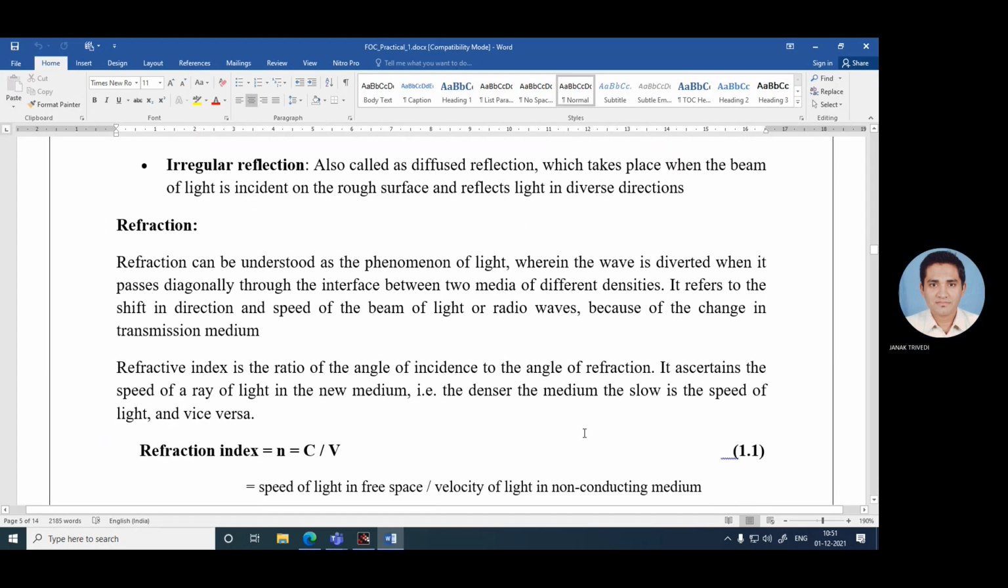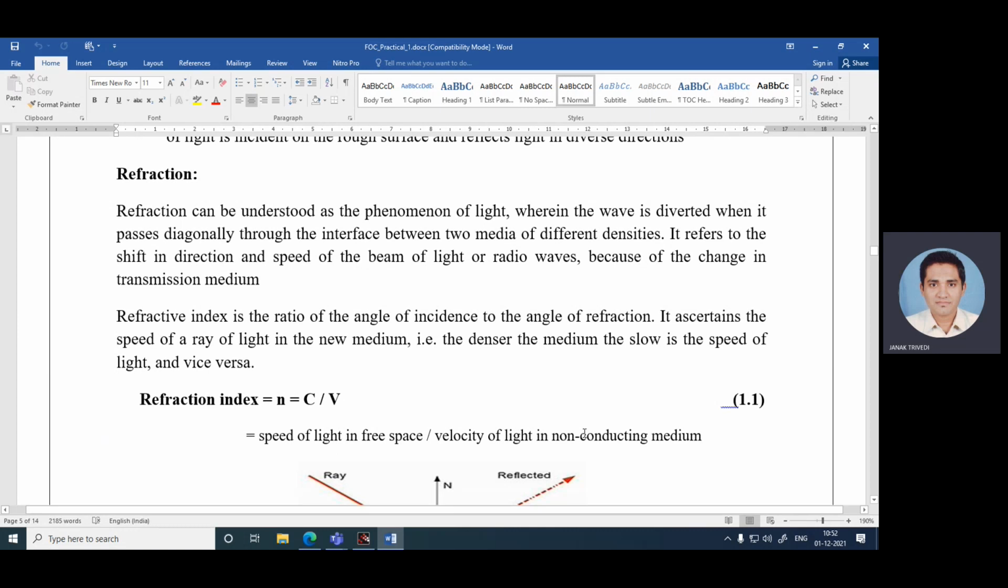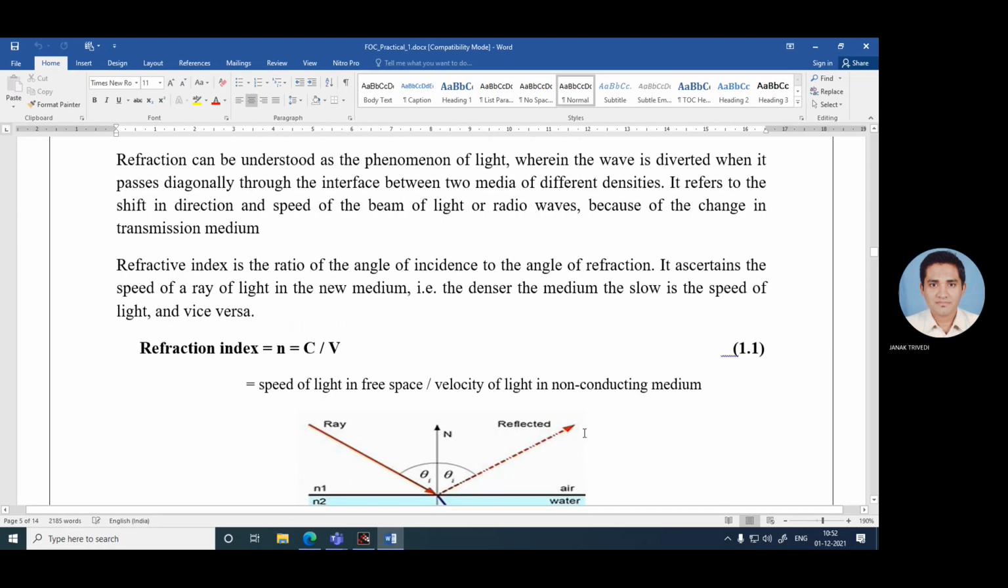Refraction. Refraction can be understood as the phenomenon of light wherein the wave is diverted when it passes diagonally through the interface between two media of different densities. It refers to the shift in the direction and the speed of the beam of light or radio waves because of the change in transmission medium.